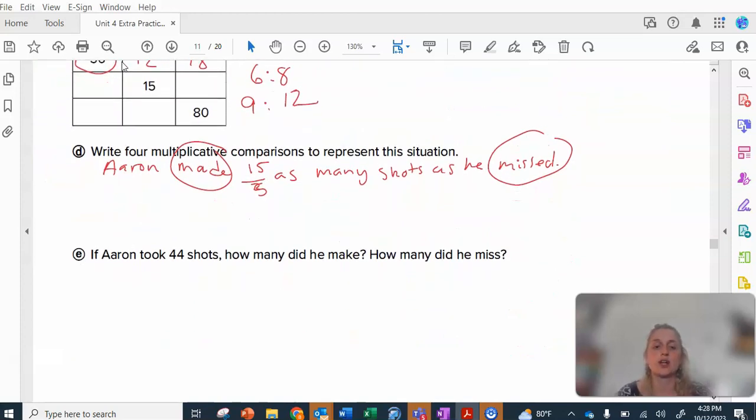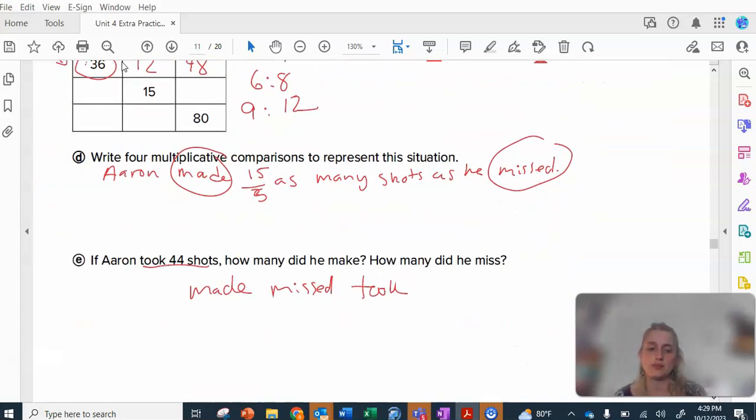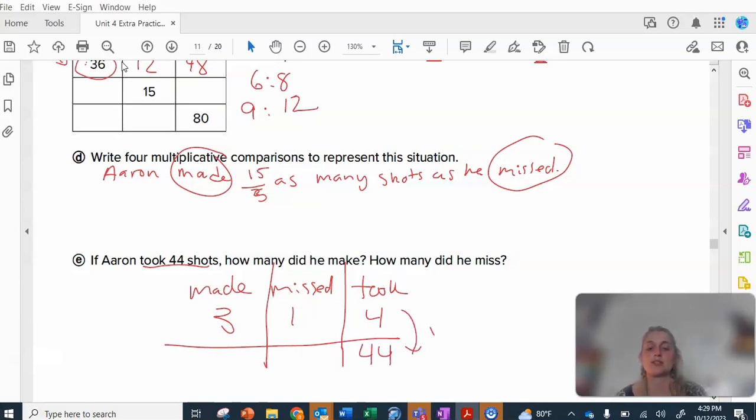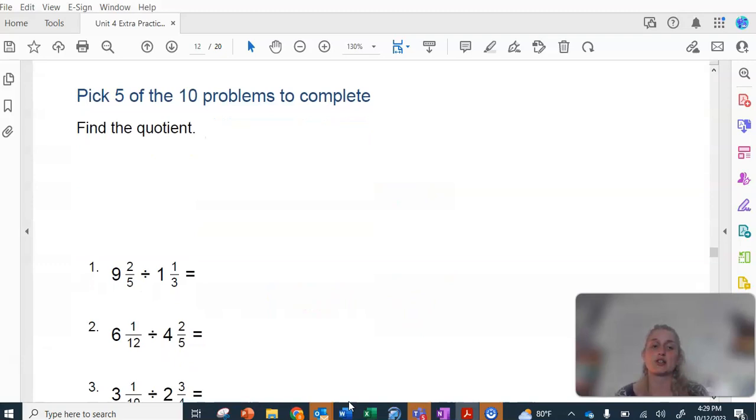If Aaron took 44 shots, took, missed, made. I'm going to start with, again, the simplest one that we already have filled out. This is not new information. It's just what I gave you at the beginning. Now I'm going to fill in that 44. 44 that he took. I'm seeing a times 11 relationship here, so see if you can figure out what these two are.